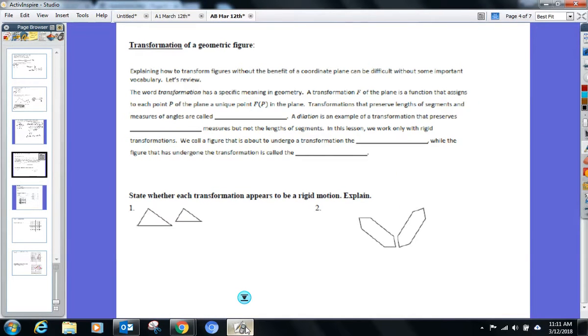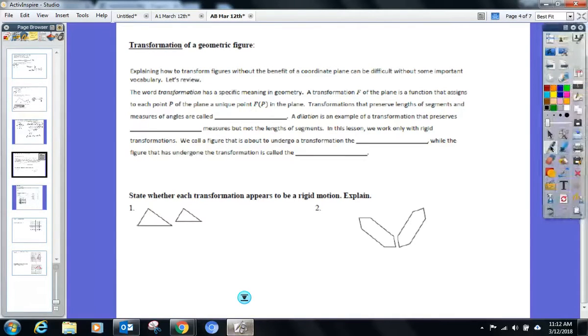Okay, here we go. Transformations for this new unit. About 20 to 22% of the Regents covers this unit. About 20 to 22% of the questions on the Regents exam in June come from this unit. So it is a pretty important unit.